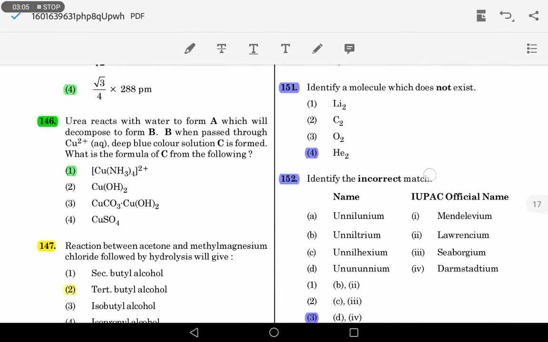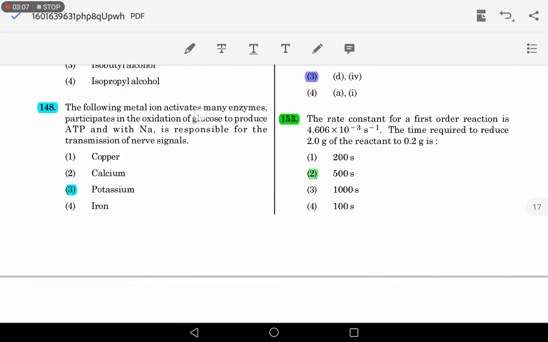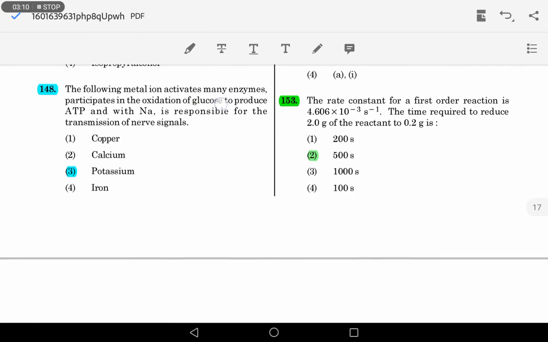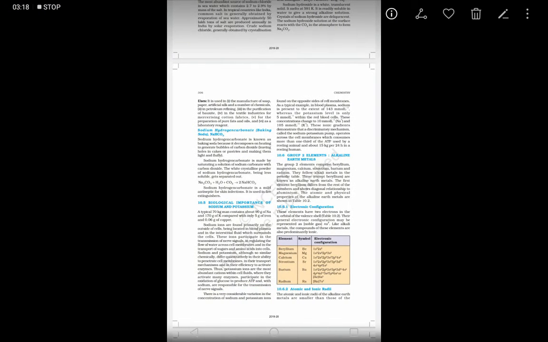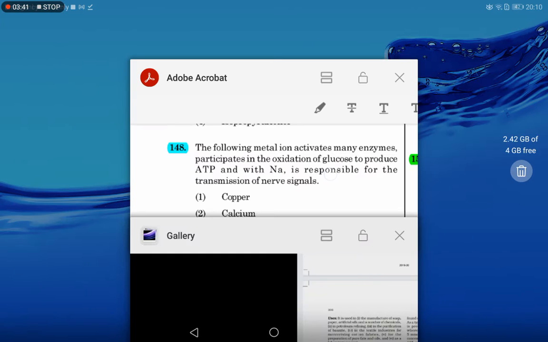Next question. The following metal ion activates many enzymes, participates in the oxidation of glucose to produce ATP, and with Na is responsible for the transmission of nerve signals. You would also have read in your biology regarding this. The transmission takes place with the help of sodium, potassium and negatively charged proteins. And it is also provided here. The potassium ions are the most abundant within cells, where they activate many enzymes, participate in oxidation of glucose to produce ATP, and are responsible for transmission of nerve signals.